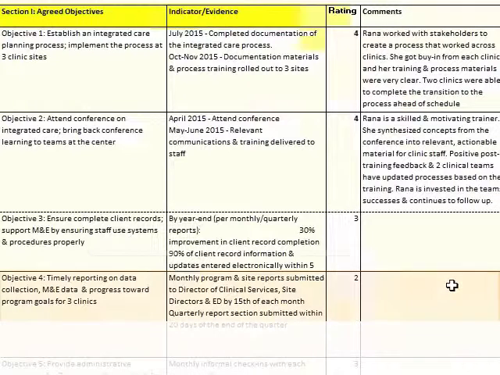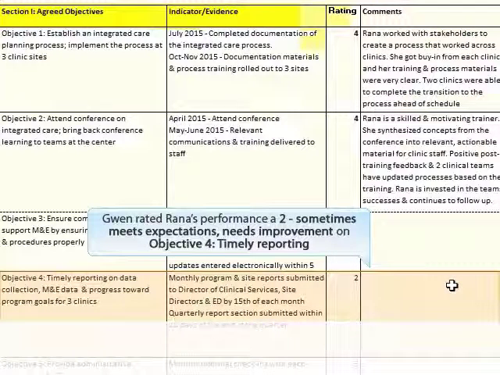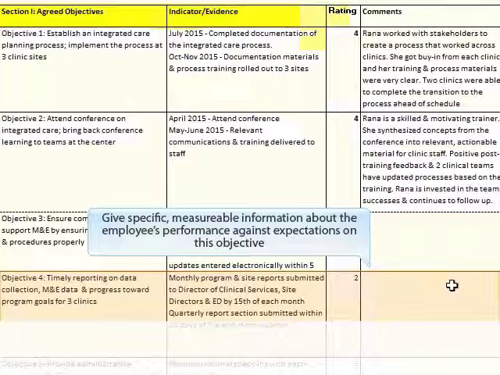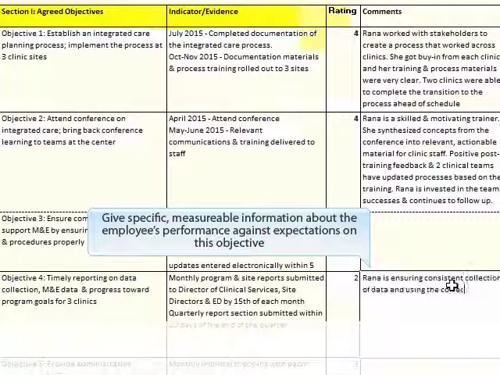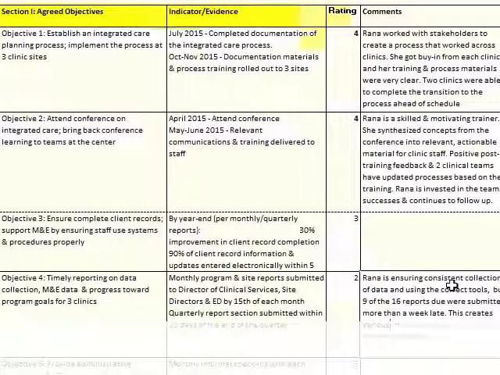There is also one objective on which Rana's performance needs improvement. On Objective 4, the reporting objective, Gwen gave a rating of 2. Again, Gwen provides specific, measurable information about the way in which Rana's performance fell below expectations. Remember, ratings of 1, 2, or 4 require comments to help explain the rating. You may also include comments for ratings of 3, but it is not required.